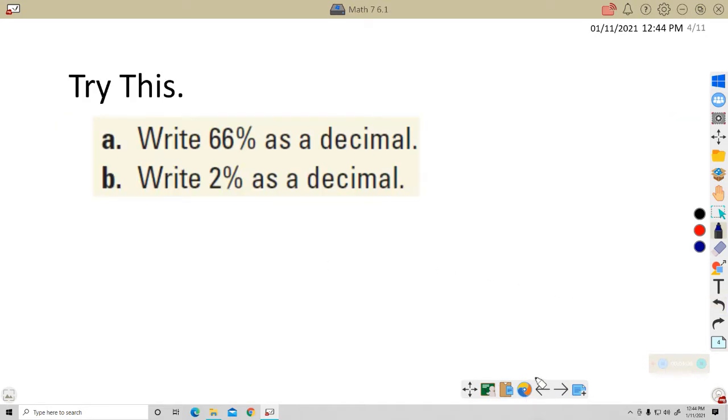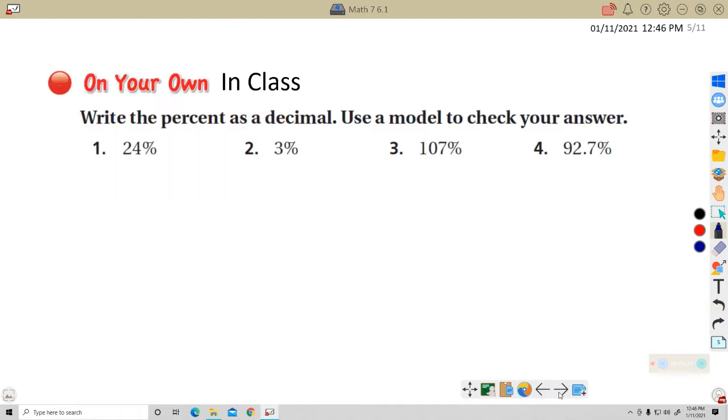You're going to try these two. Pause the video here. We're going to call these 1TA and 1TB. And you'll check your answers at the end, just to see that you're understanding this. Let's move on. When you're ready, join me on the next screen.